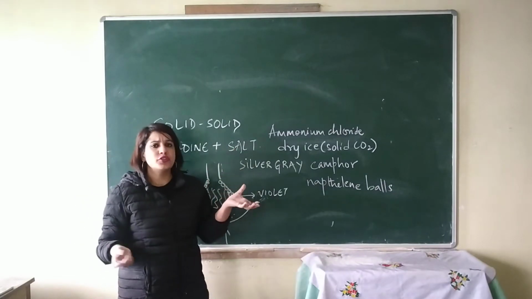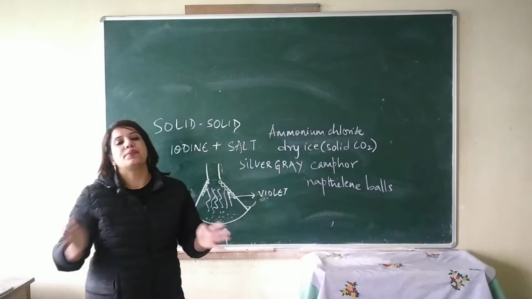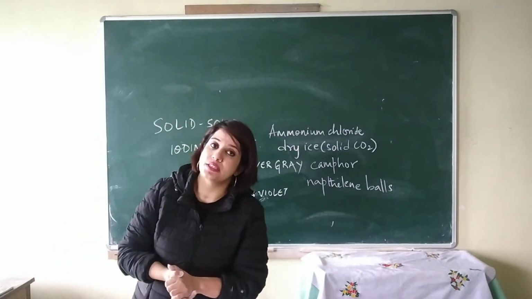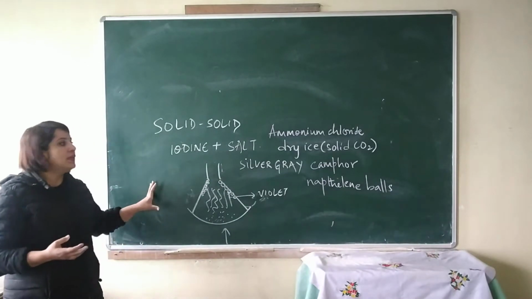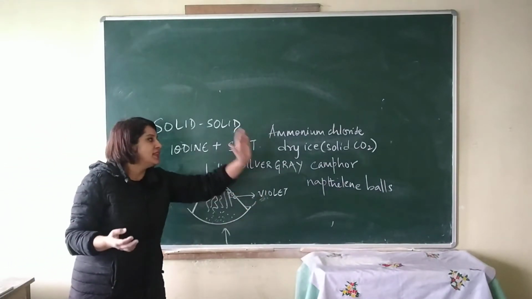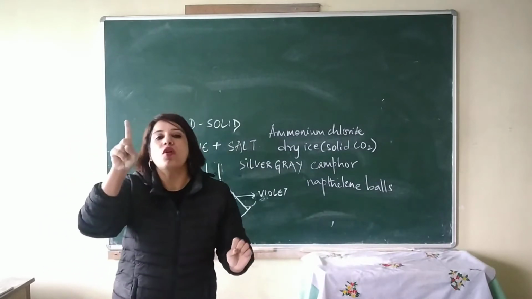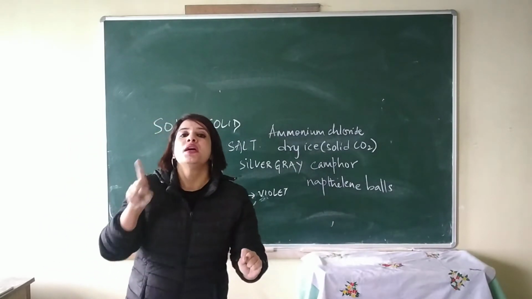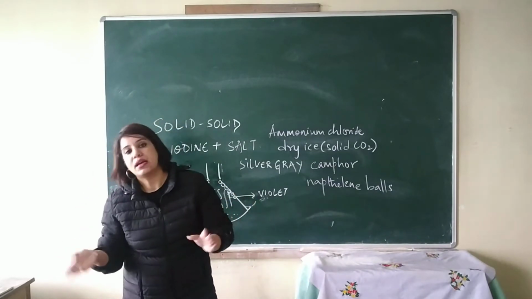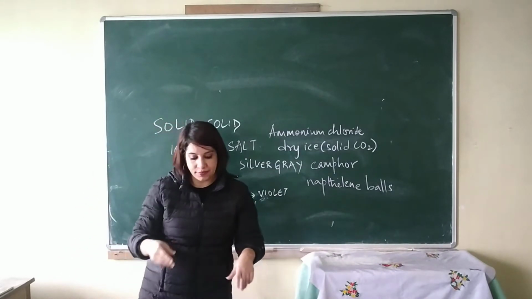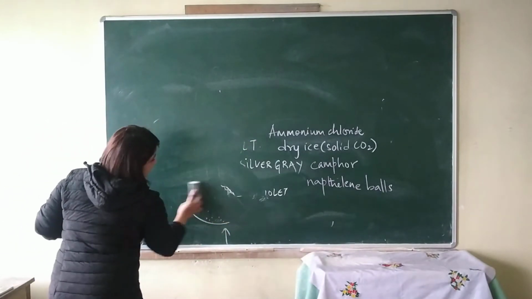So if you get a mixture of these substances and something else, then we can separate it easily by the process of sublimation. The main principle on which this method is based is that one of the constituents sublimes, the other does not. Now we come to solid-liquid mixtures.